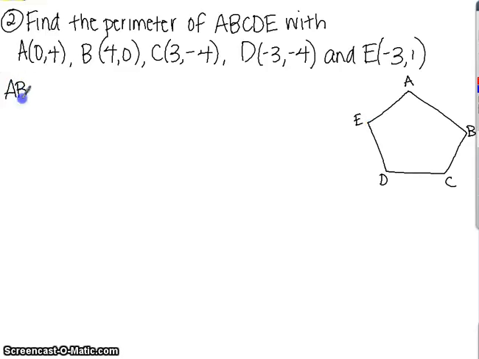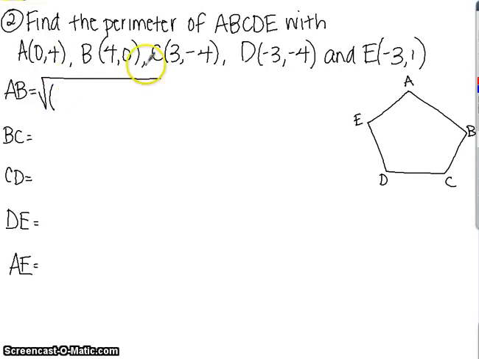So that means we need to figure out AB. Then we need to figure out BC. Then we need to figure out CD. And then DE. And finally, AE. So what does that mean? Distance formula 5 times. You got it. Let's get cracking. Distance formula for AB.